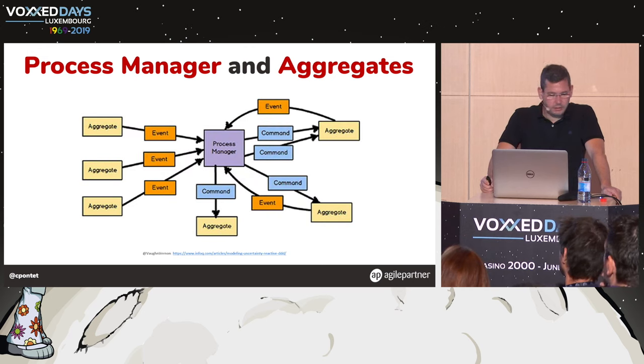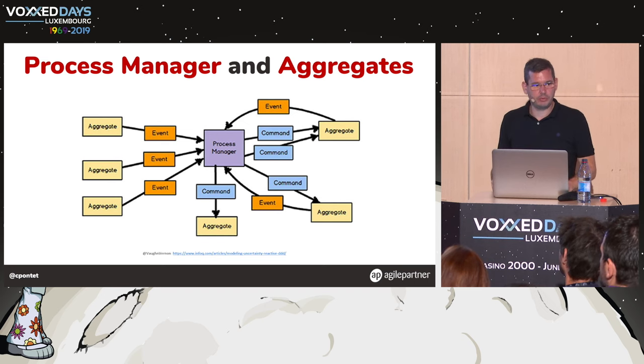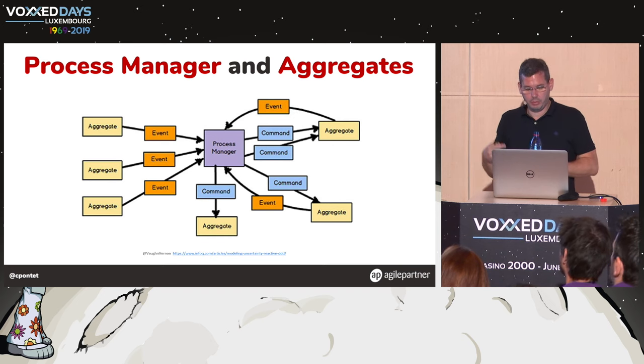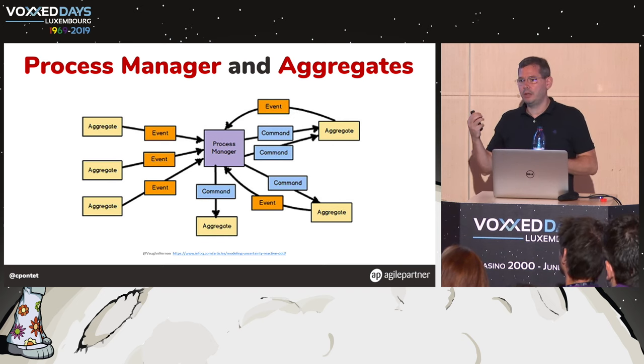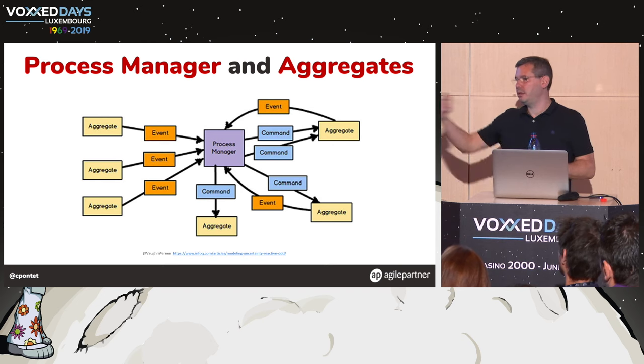The whole idea is that this is what we call the policy, which is also called a process manager. It's a messaging pattern. The idea is to have aggregates that send events, which are reacted to by a process manager that doesn't take care of the business logic per se, but more the orchestration of the different parts that take decisions.